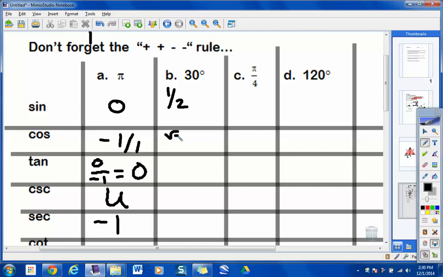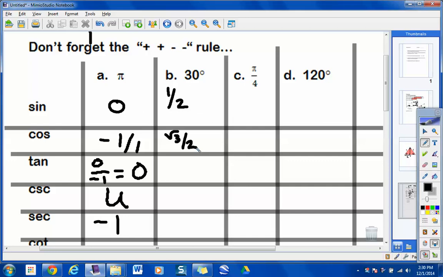Root 3 over 2. Okay, then we get into trouble. All of a sudden, what's the tangent? Okay, my tangent here. Guys, a tangent would be 1/2 divided by root 3 over 2, right? Everybody agree? It's like a fraction divided by a fraction. Now, when you're dividing by fractions, that's the same as, what's the rule?